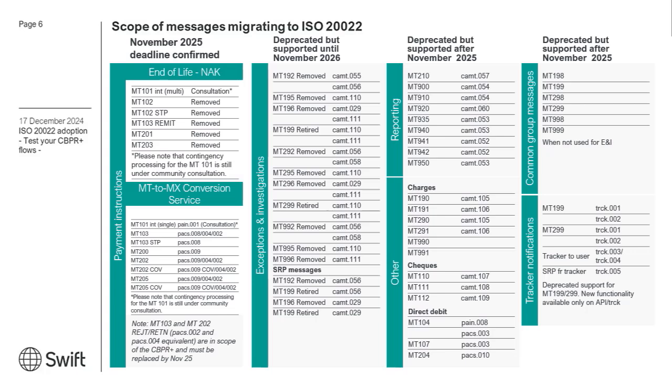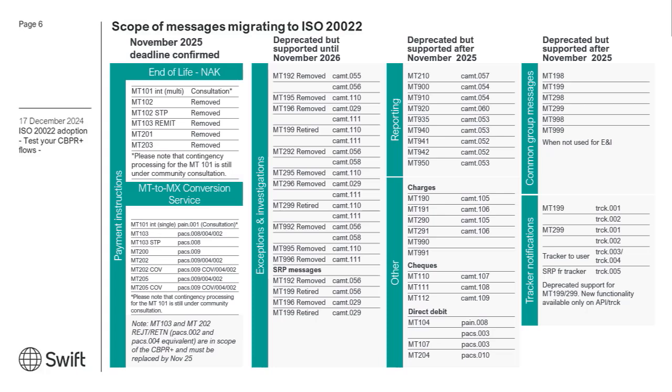Now, looking at the remaining messages in the last two columns, those messages will be deprecated but supported past November 2025. So they don't really have a hard deadline set. And these are your reporting messages, checks, charges, direct debits, other common group and tracker messages that will be deprecated but supported past November 2025. So you still have to migrate them, but there is no hard deadline set, which may change depending on the community consultations.